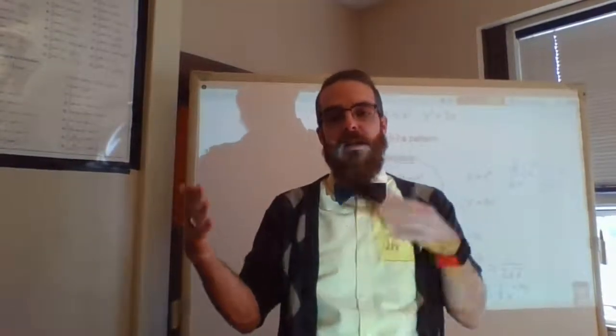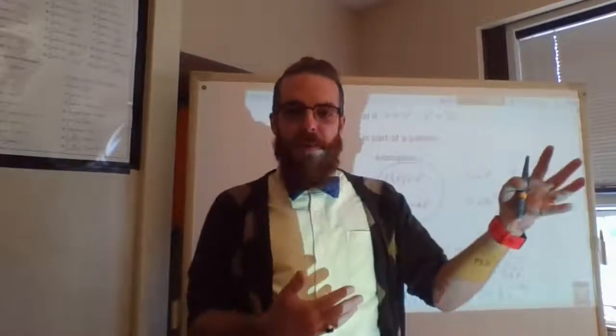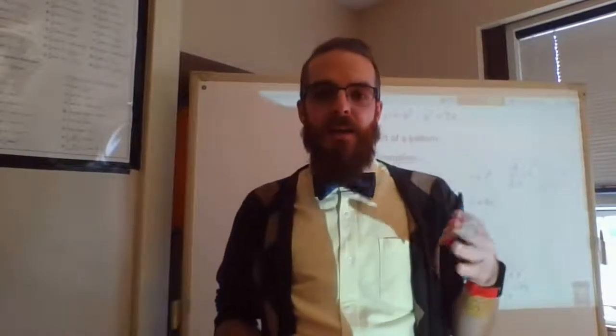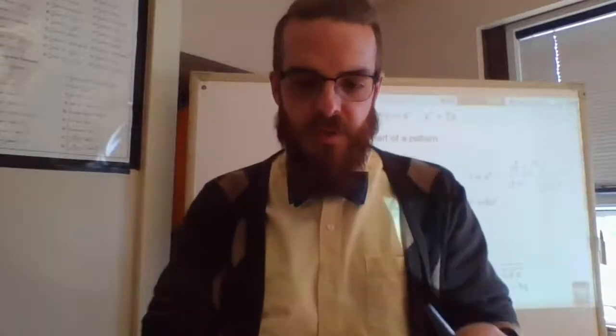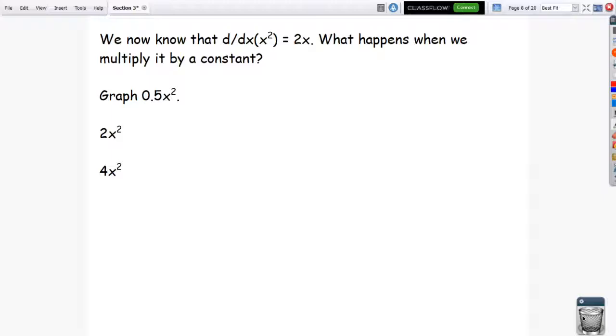So now you have two rules that you have to memorize. The derivative of any constant is 0. The derivative of any x to a power is going to be n x to the n minus 1. So 2 rules down, I think like 10,000 to go.